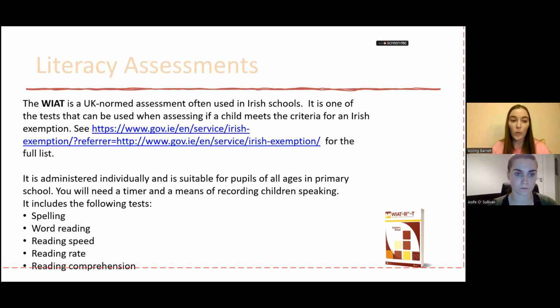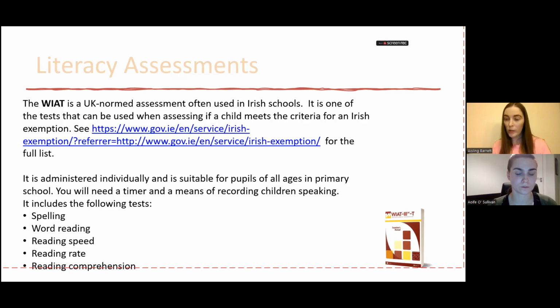So it includes the following tests: spelling, word reading, reading speed, reading rate, and reading comprehension. It provides quite in-depth information about children. Now, if you know a child is going to be seeing an educational psychologist, then I wouldn't administer the Wyatt within 6 months of that, because generally the educational psychologist will be administering the Wyatt themselves.